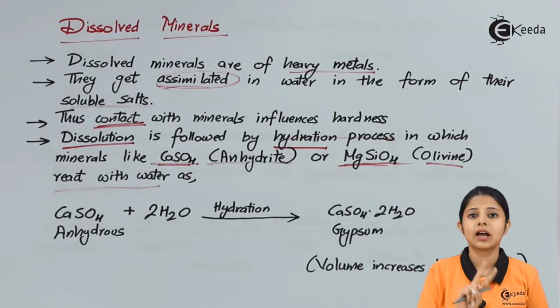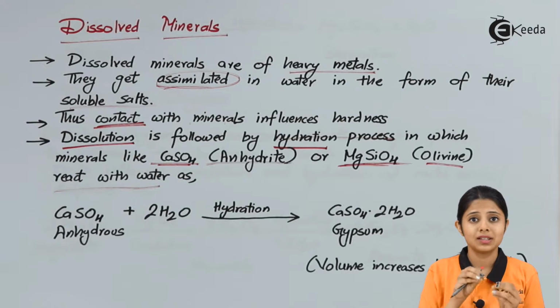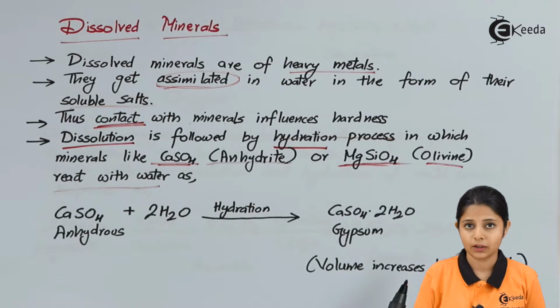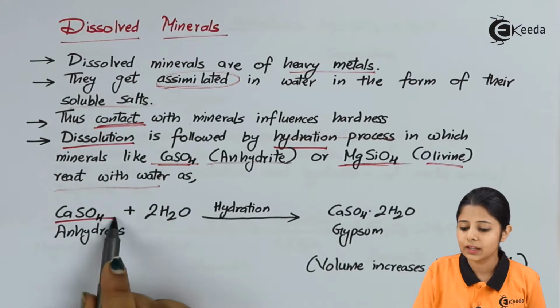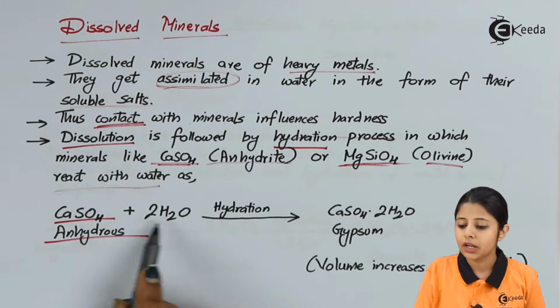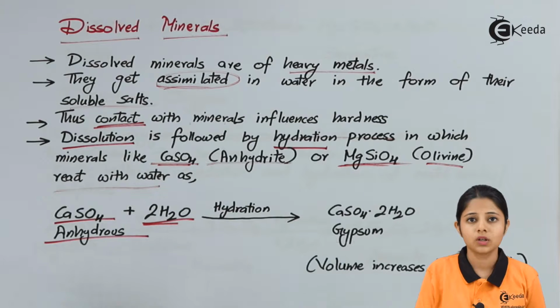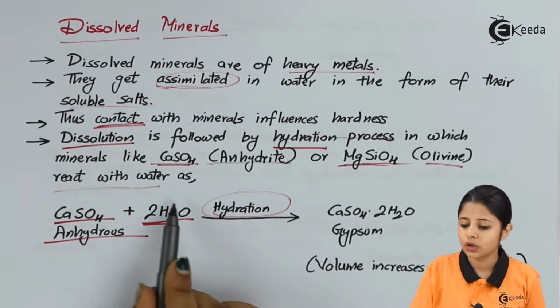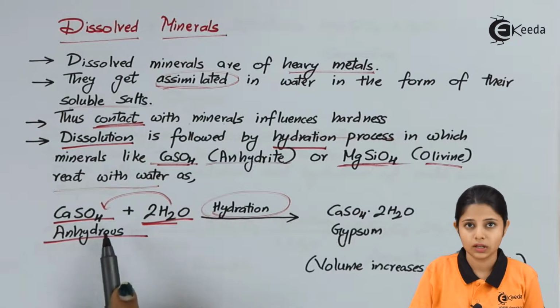The second process is the hydration process. That means once CaSO4 is dissolved in water, CaSO4 will incorporate a few molecules of H2O into itself. And once it incorporates a few molecules into itself, it becomes a hydrate, which is known as gypsum. Let us see the chemical reaction. We have CaSO4, which is anhydrous, plus 2H2O. Now this 2H2O is the water in which it has got dissolved. The process is known as hydration because there is addition of water into CaSO4.